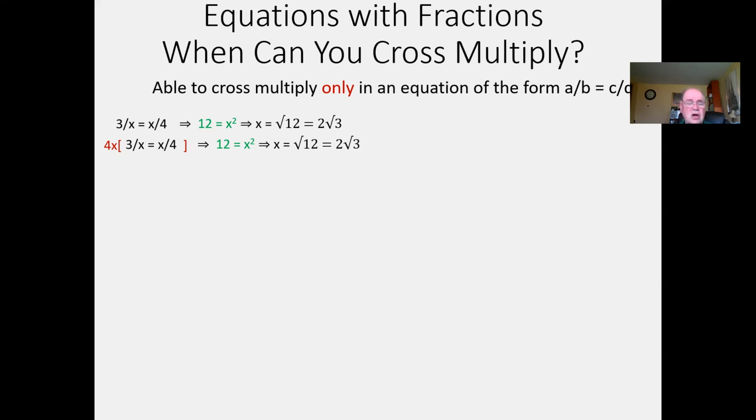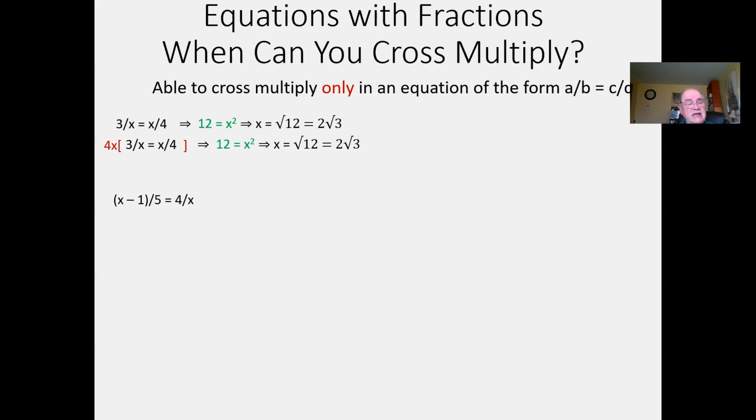You can always multiply through by the common denominator. You don't have to know a thing about cross multiplication. Your algebraic life will go on just fine. The problem is when you try to cross multiply when you shouldn't. And that's why I'm trying to warn you against it.